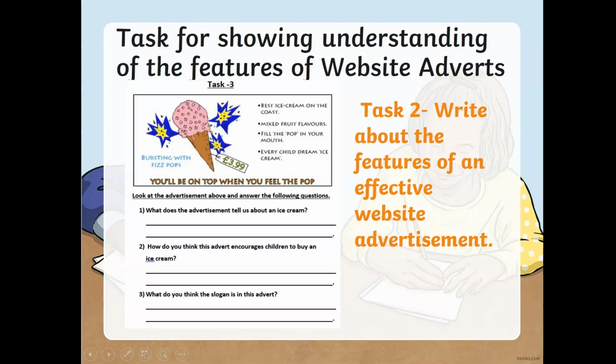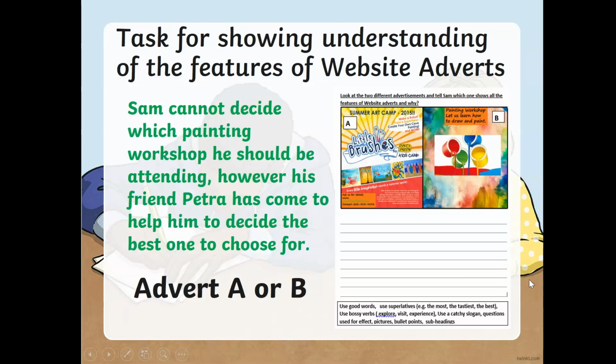This is your task 2. Once you finish task 1, you can go for this task. Here I have presented before you an advertisement, and based on the advertisement, there are some questions which focus upon its features. So try to answer them. Once you are done, this is your next task. This is a really interesting task because it is a kind of story in which you need to help Sam. There are some words which are there for your understanding.